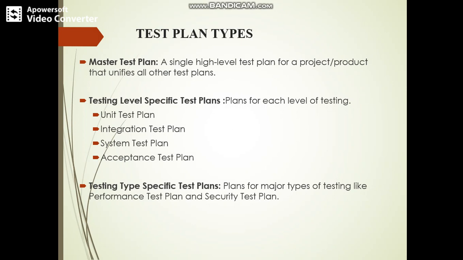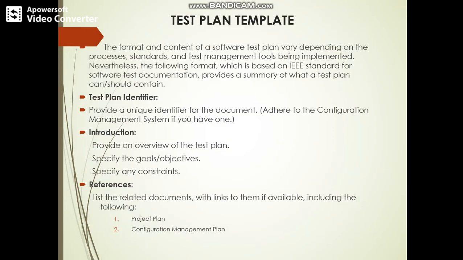testing level specific, meaning the unit testing, integration testing, system testing, and acceptance testing test plans; and the testing type specific test plans. To find out the exact test plan that is going to be implemented, each test plan can be identified by its unique number, which is called the test plan identifier.